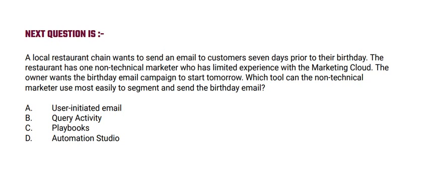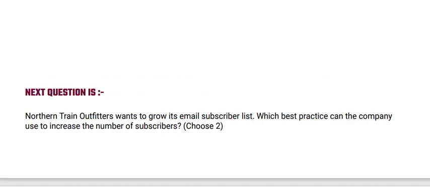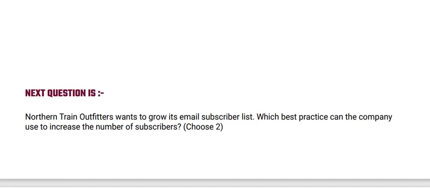Options are: option A, user initiated email. Option B, query activity. Option C, playbooks. And option D, automation studio. The correct option is option C. Next question is: Northern Trail Outfitters wants to grow its email subscriber list.